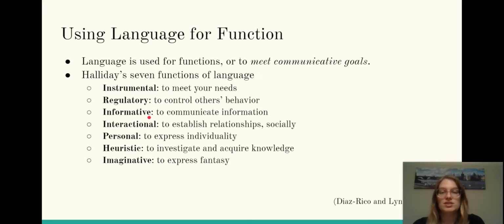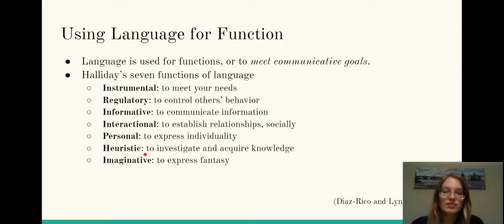Informative is to communicate information. You're trying to give information to someone else. Interactional, to establish relationships socially. How do you make friends? What is an appropriate way to make friends, for instance? You can do this to cooperate with other people. That would be an interactional function. Or personal, to express individuality, how to show your personality to someone else. How do you do that? What is the language functioning there? It's personal, to express your individuality.